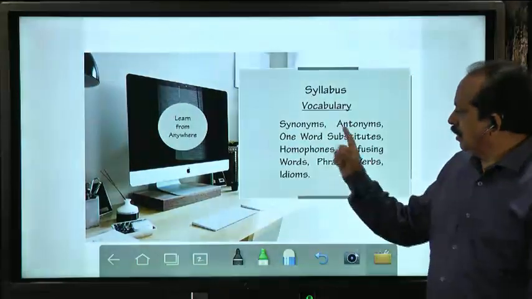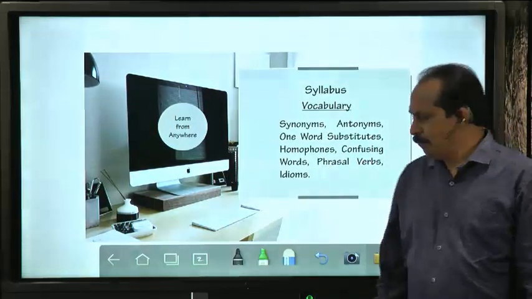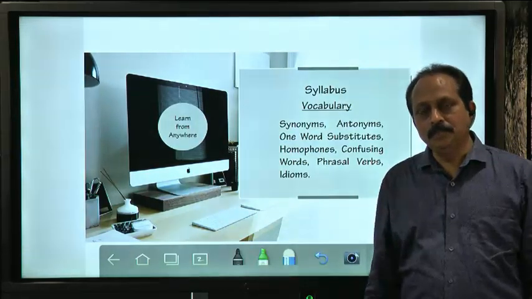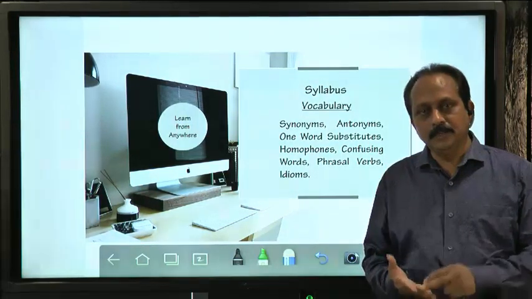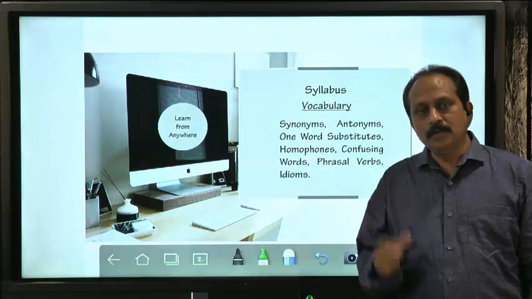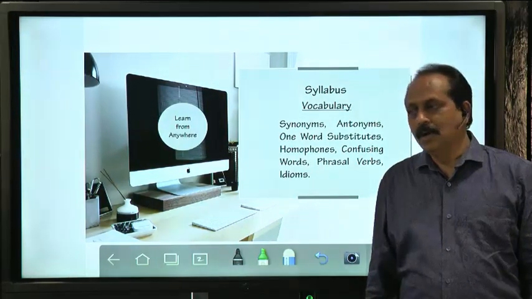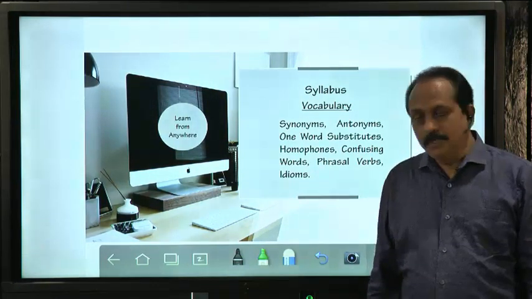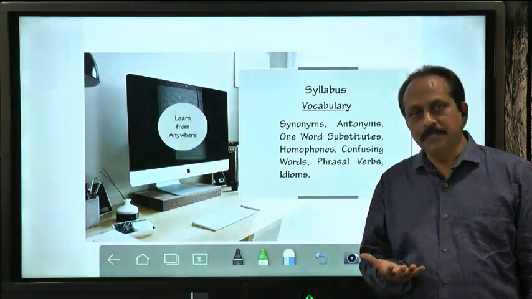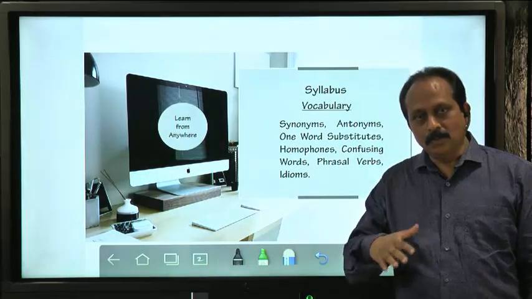Now, the third component, vocabulary. What is the syllabus? Synonyms, antonyms, one word substitutes, homophones, confusing words, phrasal verbs, idioms. All these topics I'll be teaching, and the focus will be on word forms, word combinations, and usage. Usually people learn words by focusing on the part of speech, the meaning, and the rules related to a particular word. When you learn words, first you learn the part of speech, then the meaning, and have a look at a few examples. That is level one, the basic level.